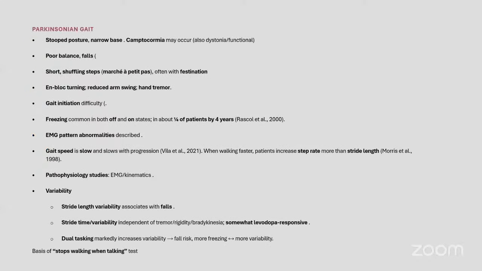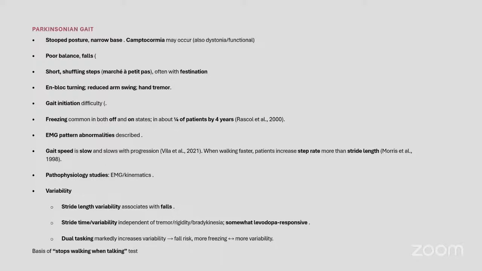So next is middle level. We can see Parkinsonian gait. So stooped posture with a narrow base, and camptocormia may also occur. Poor balance with falls, short shuffling steps, often with festination.